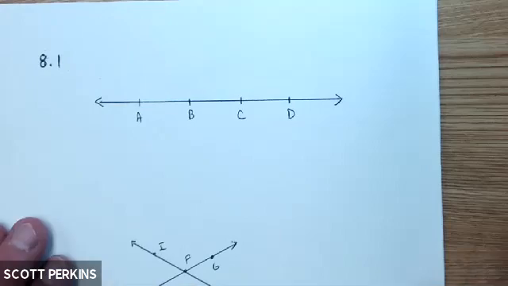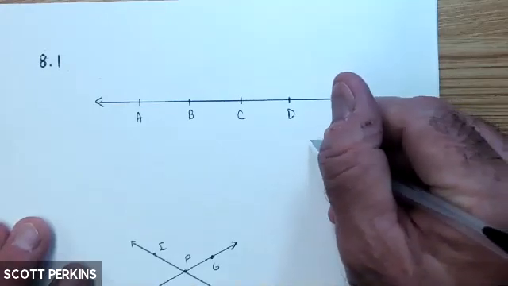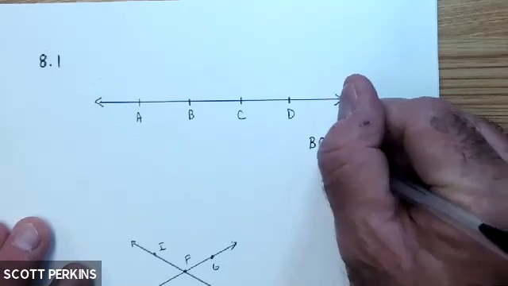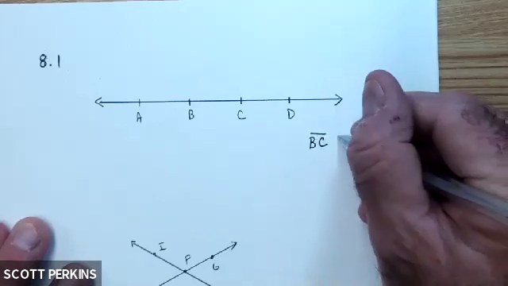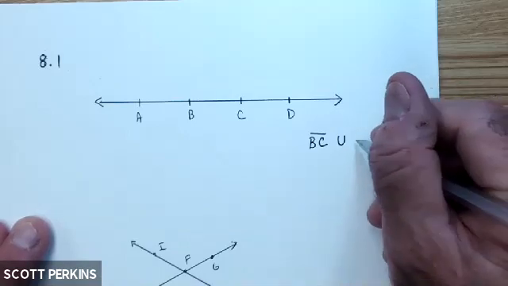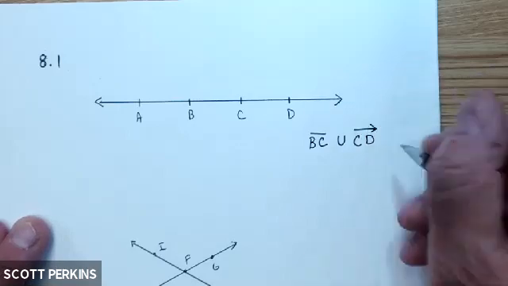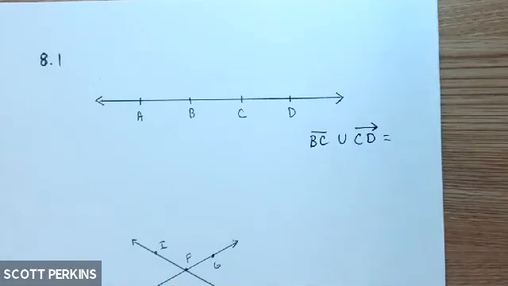Let's say that I have segment BC. This time I want to union it with the ray that goes from C to D in that order right there. Okay, so we've got segment BC. Again, we are performing the union, which means join together with ray CD. So determine what the figure is and then how you're going to label it.